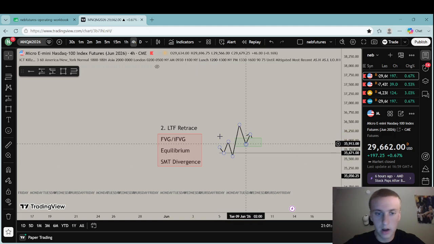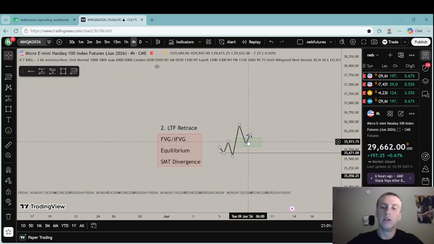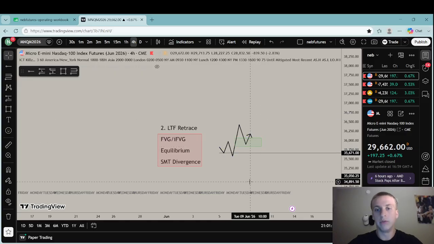Okay, same thing here. Right here, we got bang, we got FVG, we got equilibrium, we got a lower time frame SMT. We just saw our higher time frame. We're in an uptrend. This is all looking longs. This is beautiful. We got the higher time frame bias. We got the higher time frame draw on liquidity. We got the setup. Now we look for the entry, right?